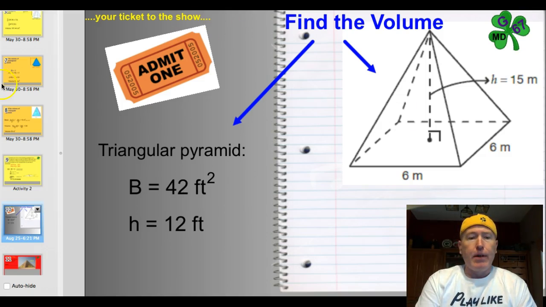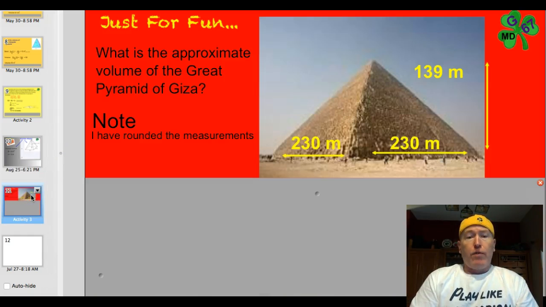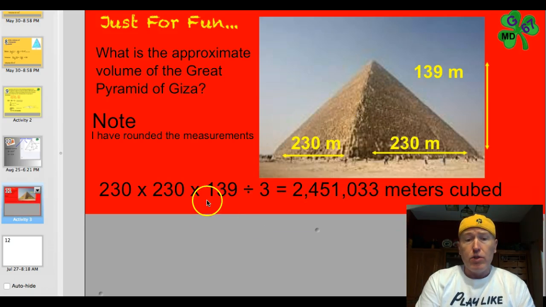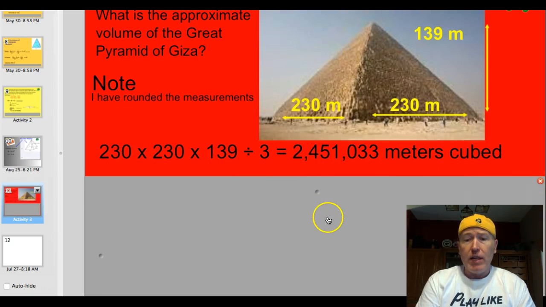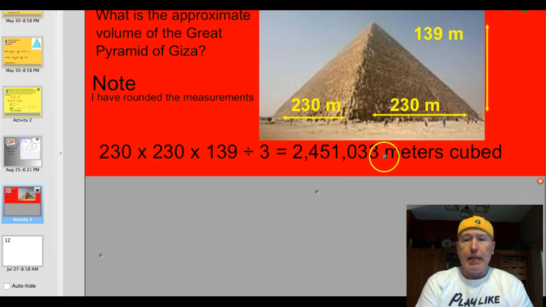All right, here we go. Our trivia question of the day. Just for fun, what's the approximate volume of the Great Pyramid of Giza? Well, now you know it. You multiply the bases together, then multiply the height, divide the whole thing by 3. So it's 230 times 230 times 139 divided by 3. About 2,451,033 meters cubed. Amazing. Look at how small the people are next to it.